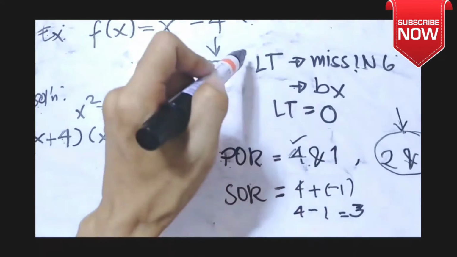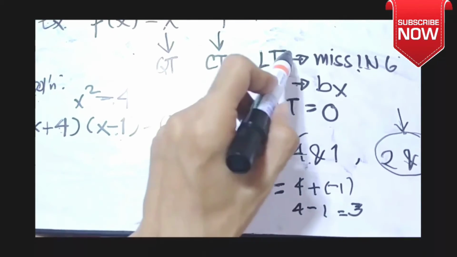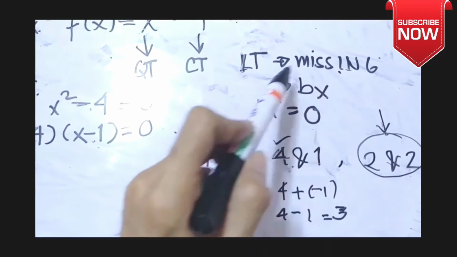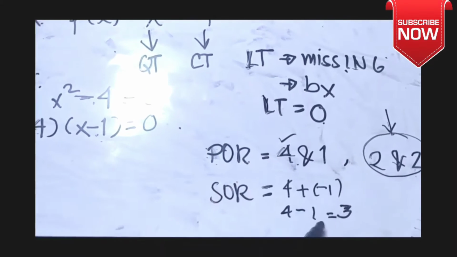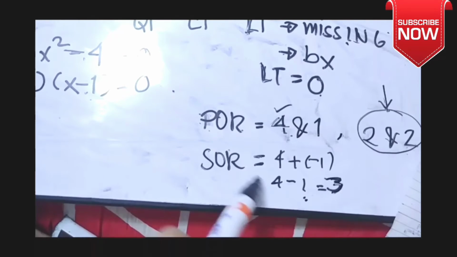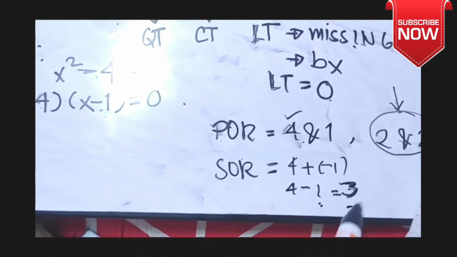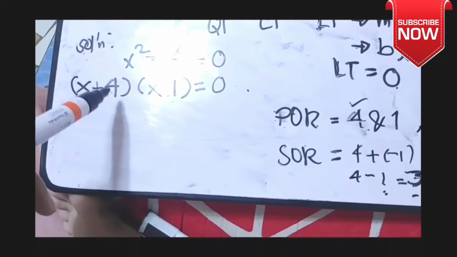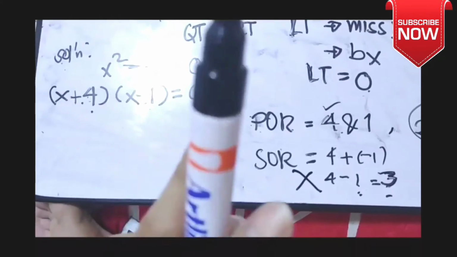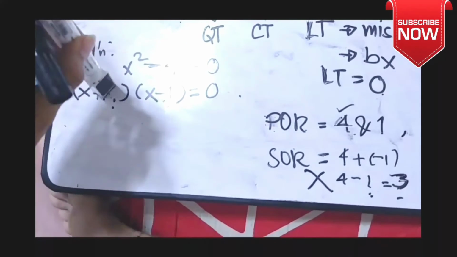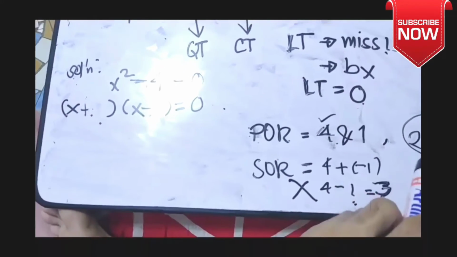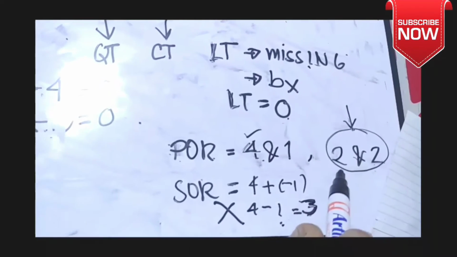But then, based on our explanation earlier, if linear term is missing, therefore the linear term must be 0. But here, linear term or sum of the terms is 3. Therefore, ang first assumption natin na 4 and 1 ay mali. Yung sum of the roots niya ay mali. Therefore, automatic, mali na yung 4 and 1. Okay. So, let us now try the second assumption, yung 2 and 2.